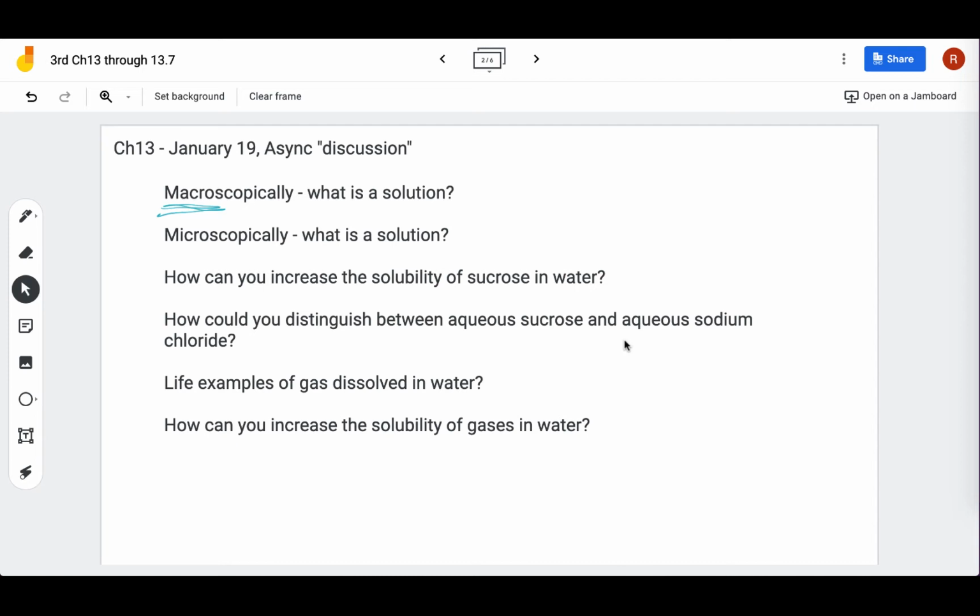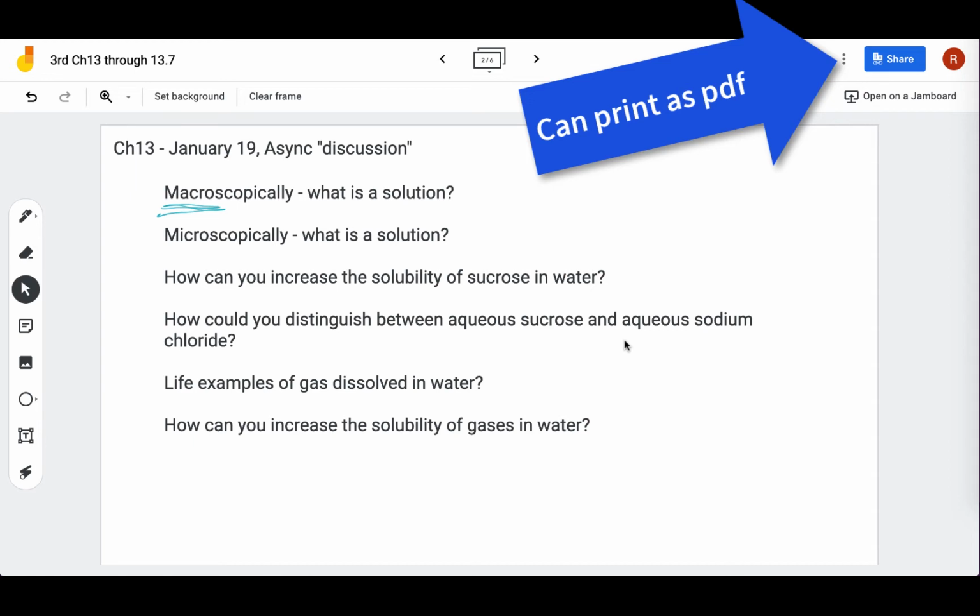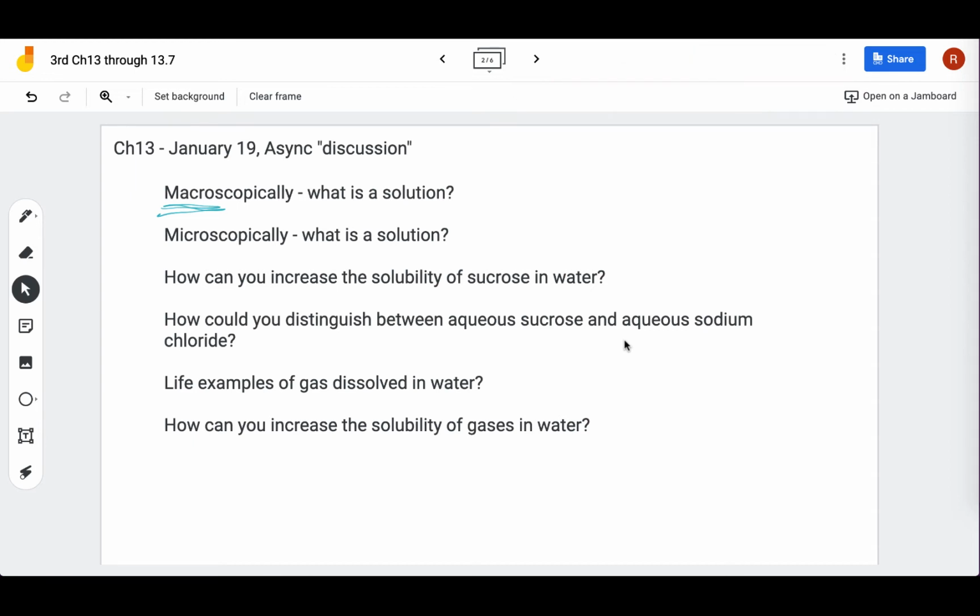If you don't care for your class notes to be in with your reading and lecture notes, you are welcome to go ahead and print a copy of these. You can print these as a PDF if you look at your options on Jamboard, if you think that would be helpful to you, or you can just take notes on a sheet of paper. We are going to do some practice problems together also, so whatever works for you.